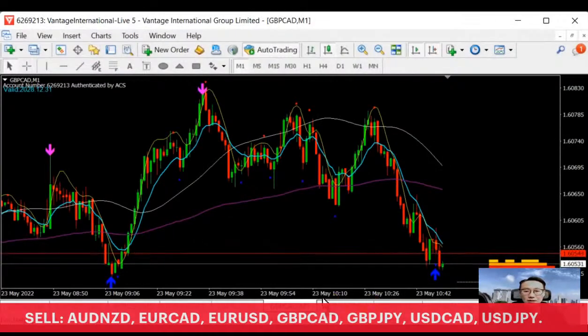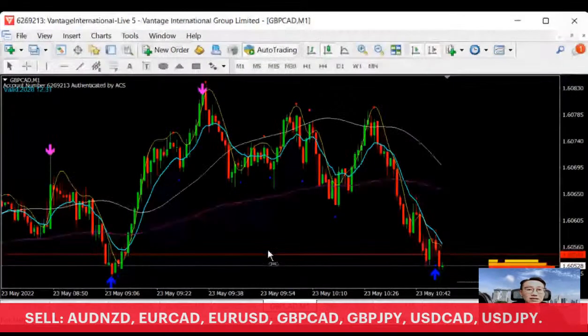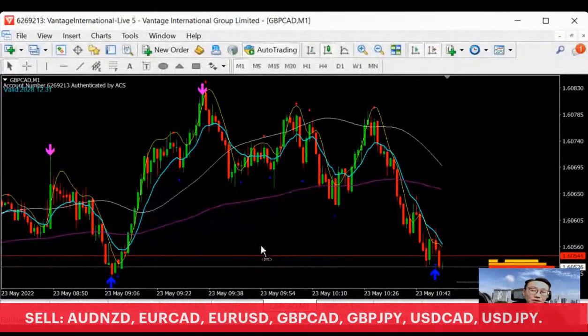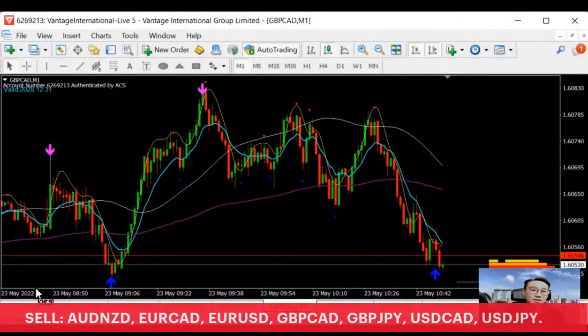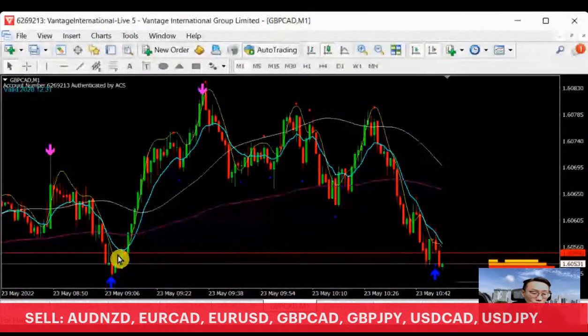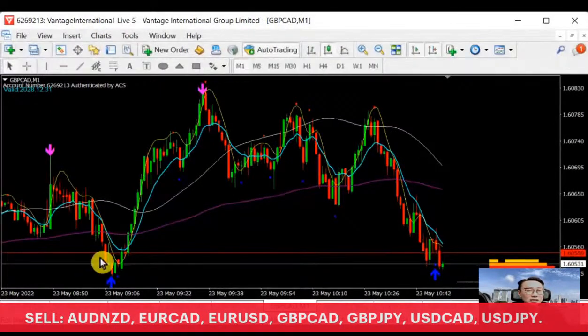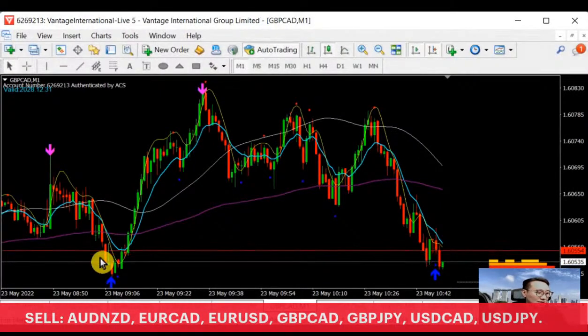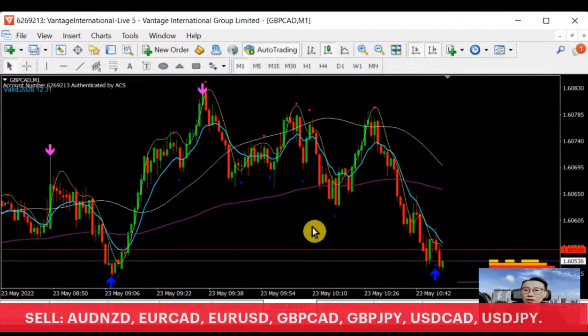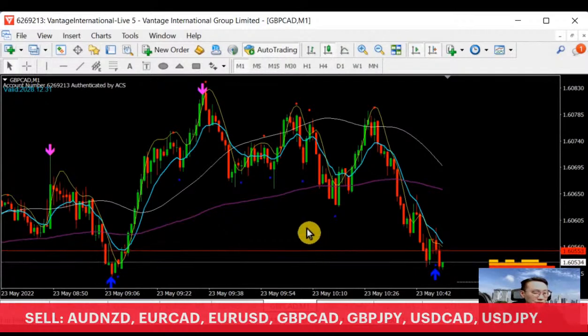Dollar CAD is not really there. Let me know if you see any, because I may miss out some. So just let me know if you happen to see any trades that are coming our way.